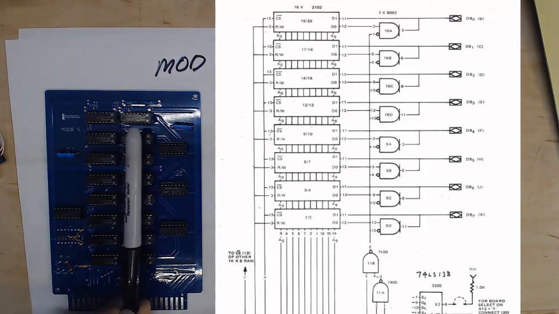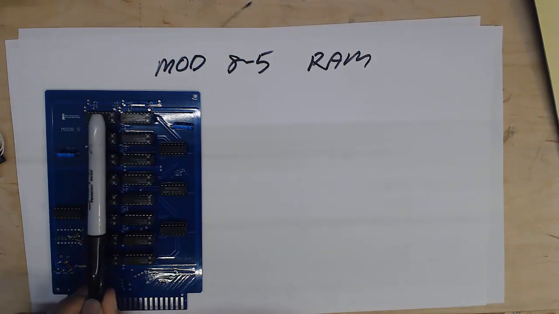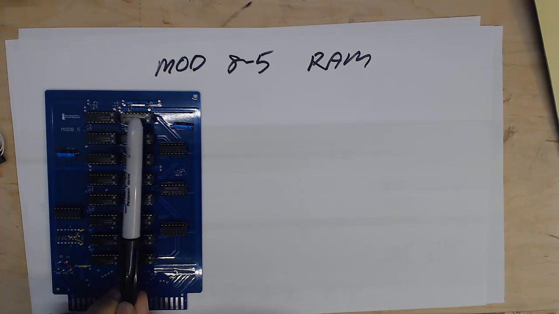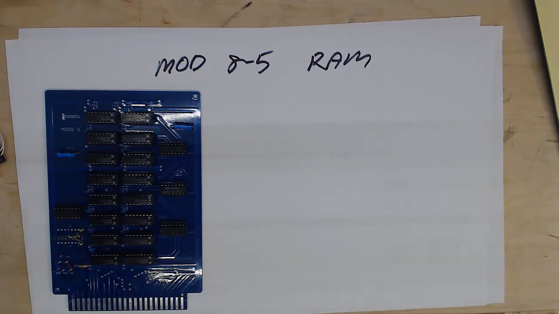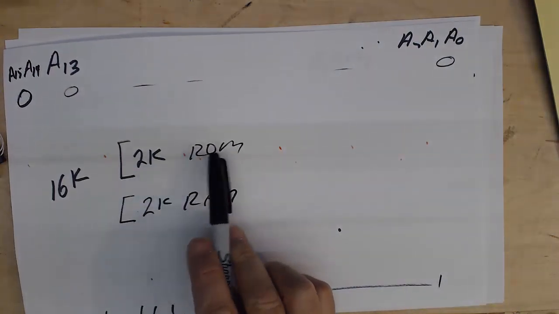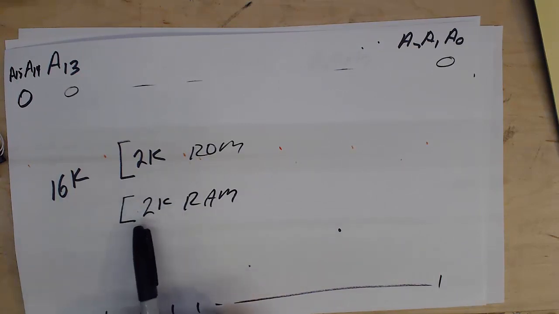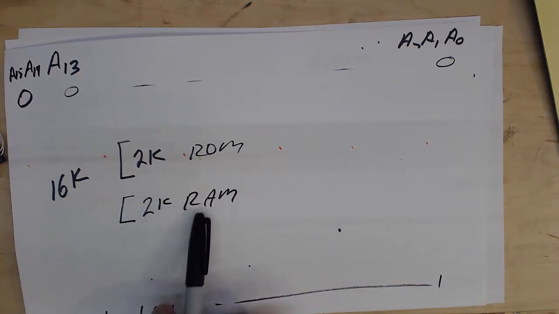Now we have got 2 columns, so this is 1K, and then we have another group which is another 1K, so in total this board has 2K on it. And that's exactly the same as we had with the ROM board, where we had picked a 2K block out of our entire 16K memory space. Now we just need to pick another 2K block for our RAM.